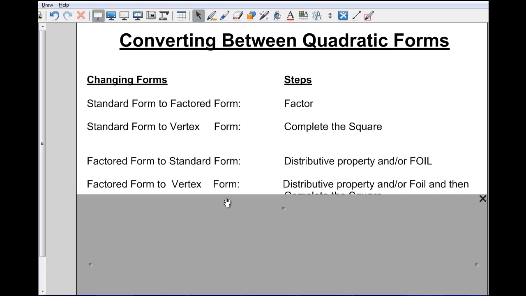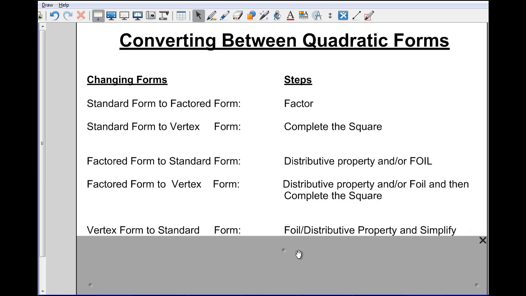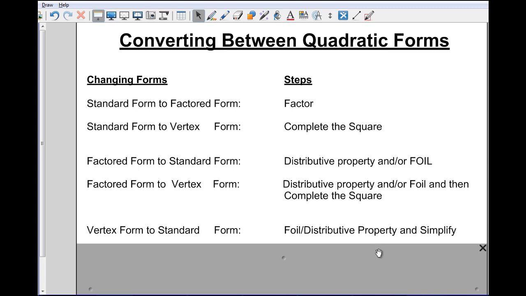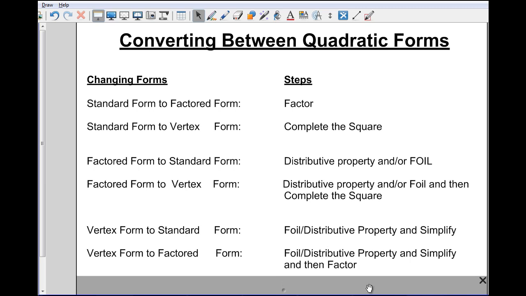Moving on, factored form can go to vertex form. You just have to use the distributive property and/or FOIL, and then you would complete the square. Now moving along, we can go from vertex form over to standard form. You'd use FOIL and the distributive property, and you'd simplify. And then to go from vertex form all the way to factored form, you'd use FOIL, the distributive property, you'd simplify, and then you'd have to factor.